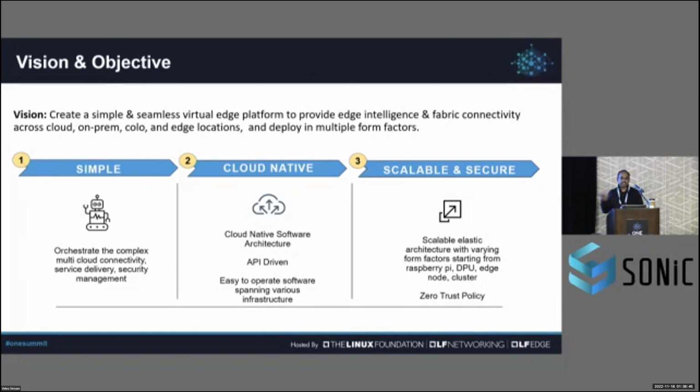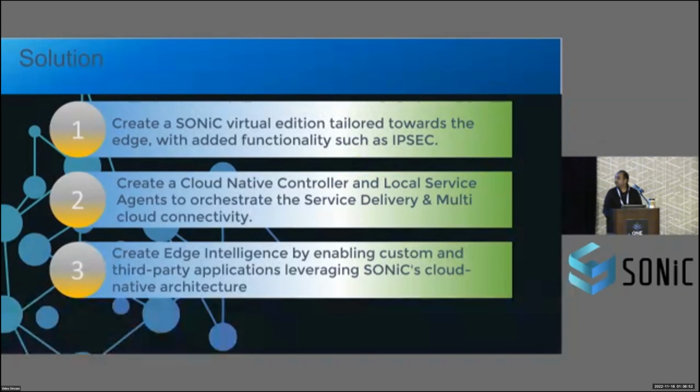SONiC has all the ingredients already to become a cloud router. There's nothing new we need to add, right? So our solution is to create a virtual tailored edition for the cloud router, and then have the IPsec and VPP data plane fast path combined with that, and create a controller and a small service so that we can orchestrate all the end services, right? That's the whole idea about the solution.